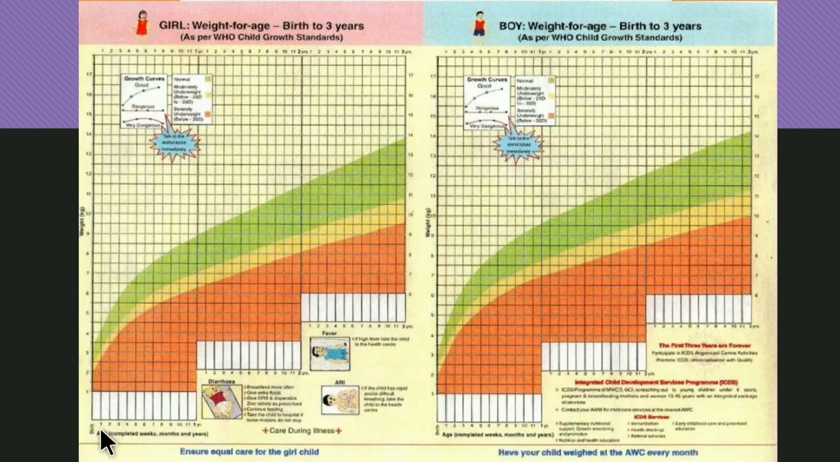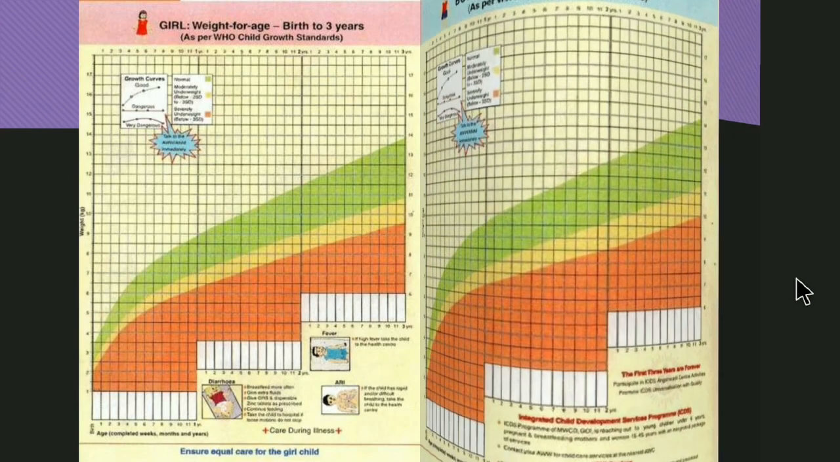So on the x-axis it is age, on the y-axis it is weight in kg. And this is how the growth chart is plotted. The green one means normal growth, yellow means slightly retarded growth, and red means highly delayed growth. Now there is another growth chart that was designed by WHO.